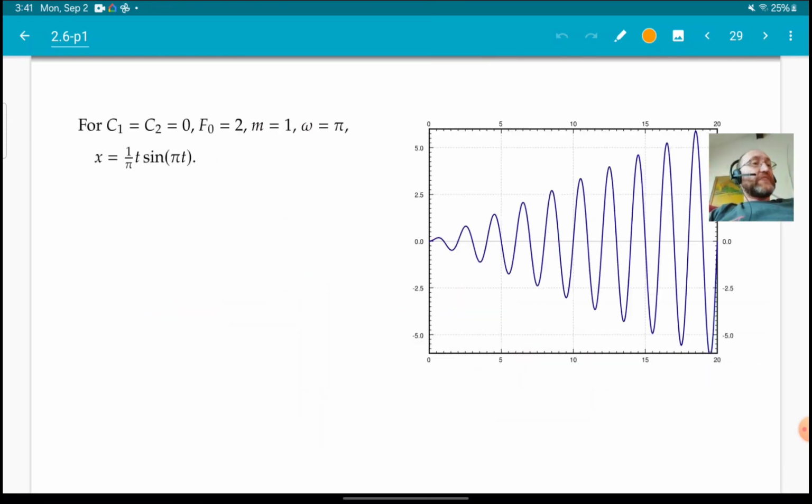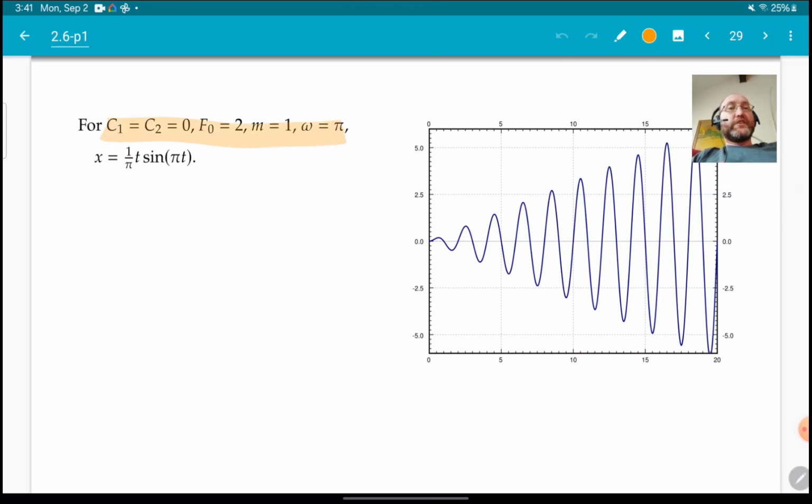So let's see an example of this. With these constants, it doesn't really matter what they are, but we're taking f naught is 2, mass is 1, and omega is pi, right? We'll get this particular solution. I've set C1 and C2 to be 0. So here you have the solution, and then you can see what I was saying with the beating, right? Take that first part of that beat, but stretch it out to infinity, and that's what we're getting, and it just keeps growing, right? That sine wave also has sort of infinite amplitude.